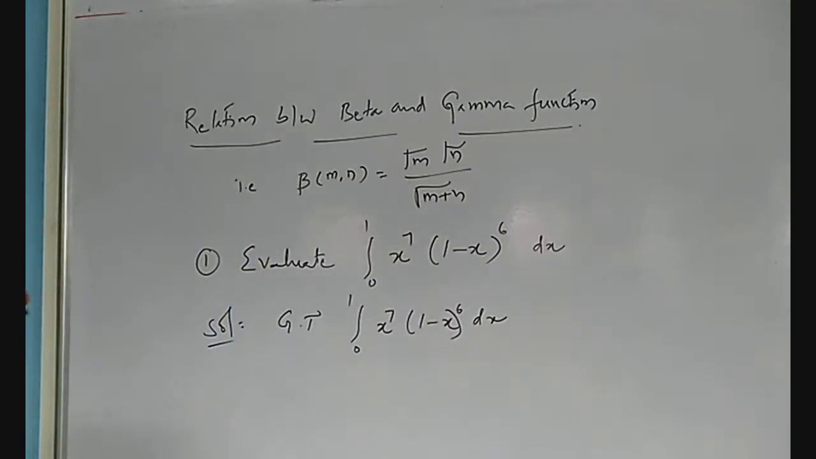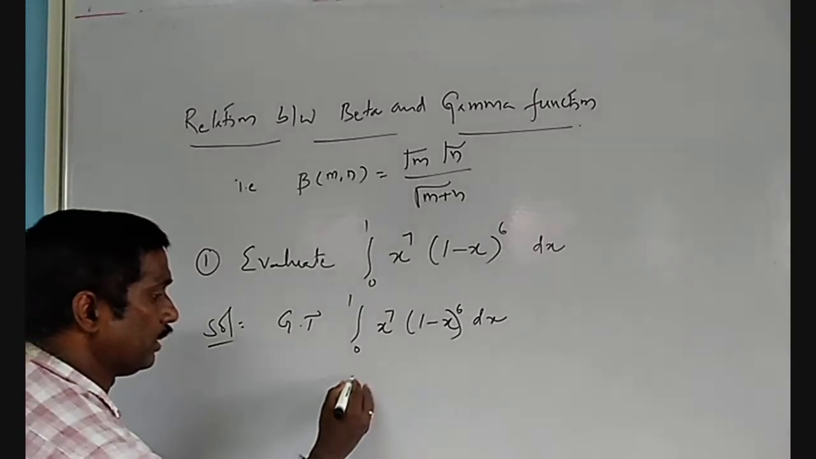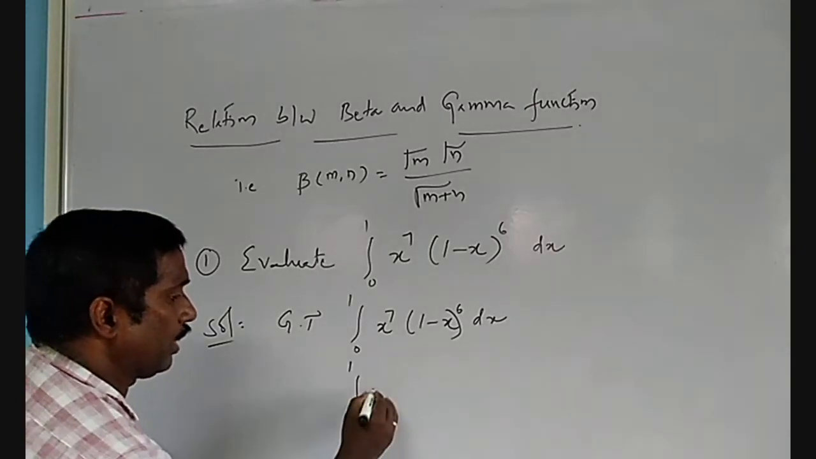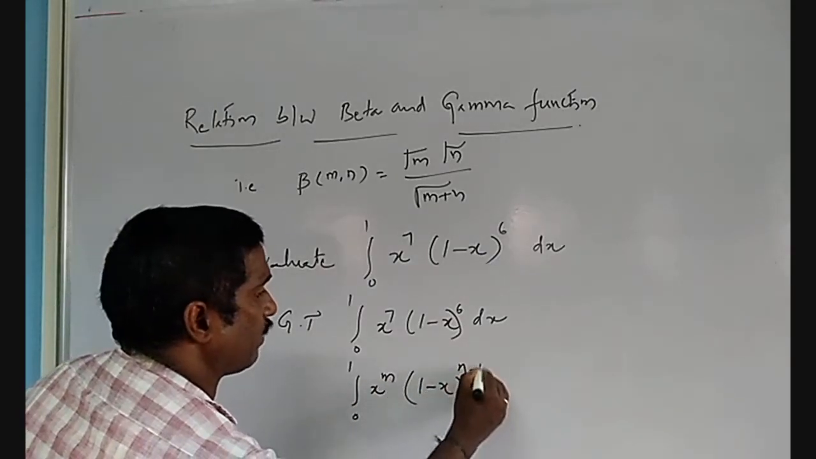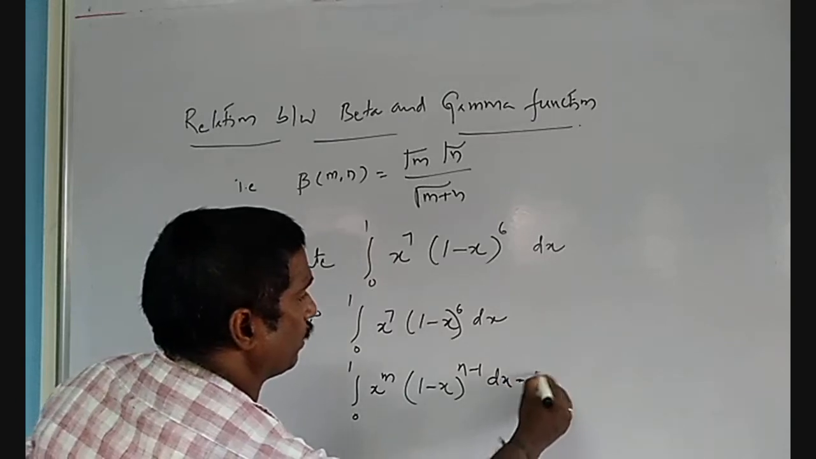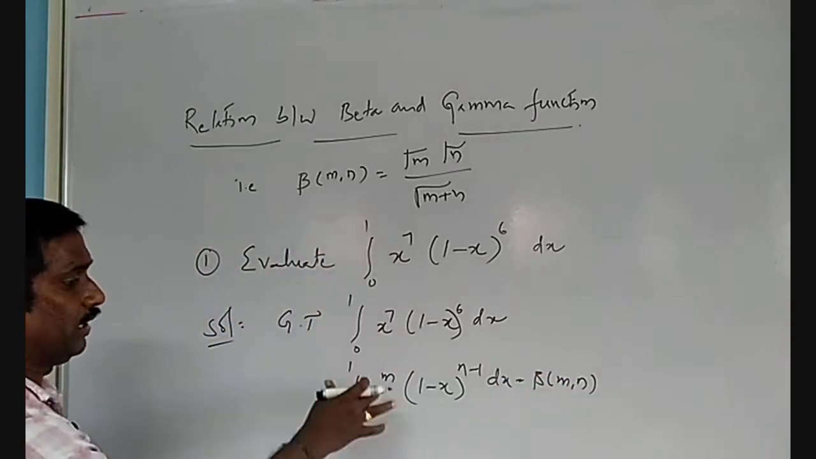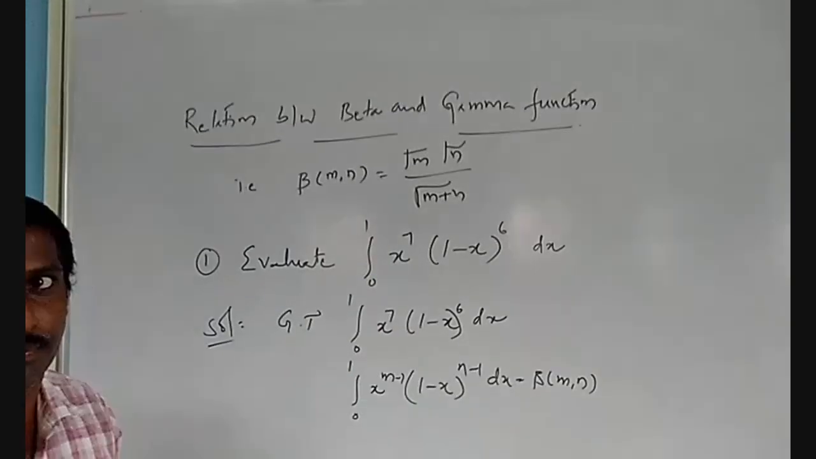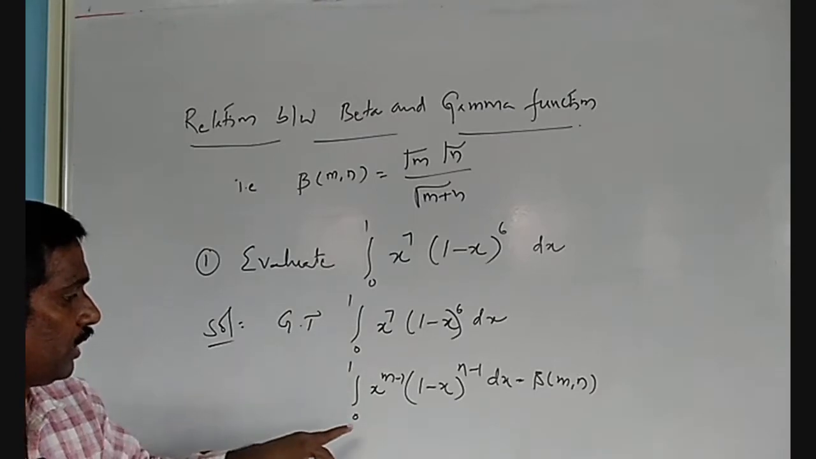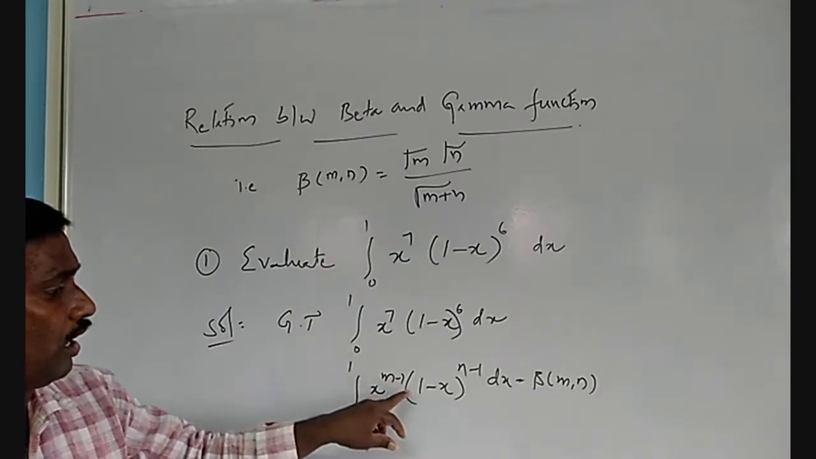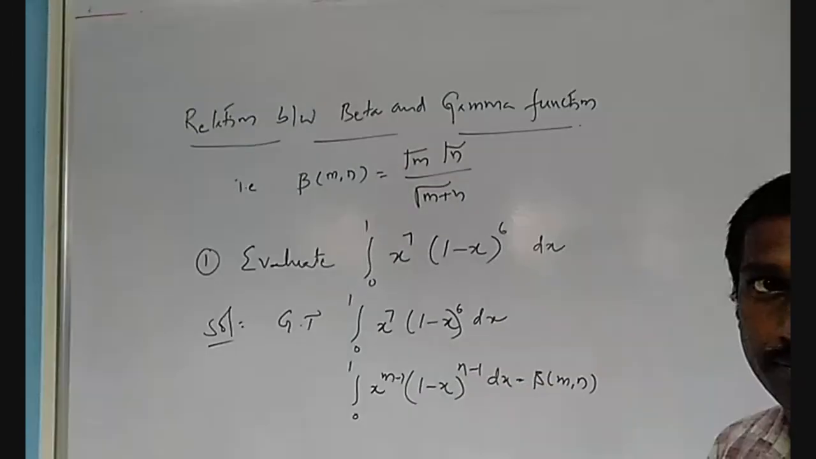So this is compared to the definition of the beta function. That is, integral 0 to 1 x power m minus 1 into (1 minus x) whole power n minus 1 into dx equals beta of m comma n. So this integral has simply this form.